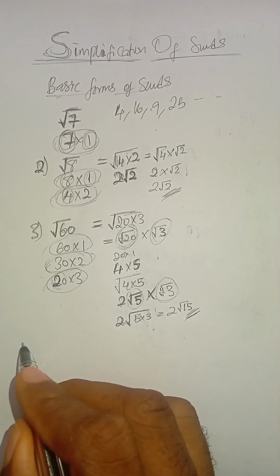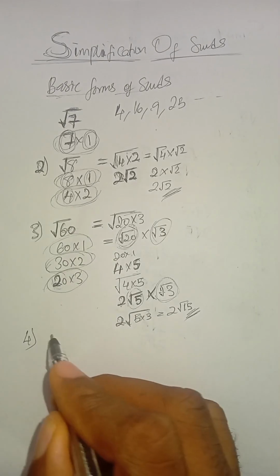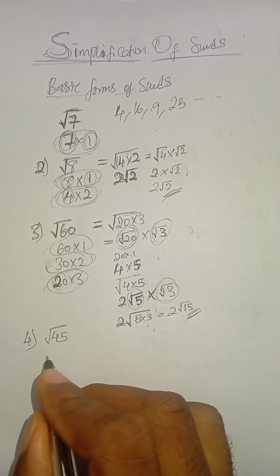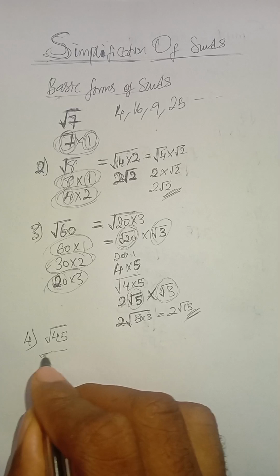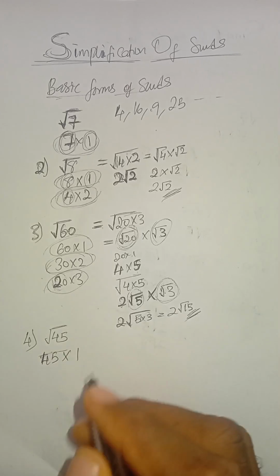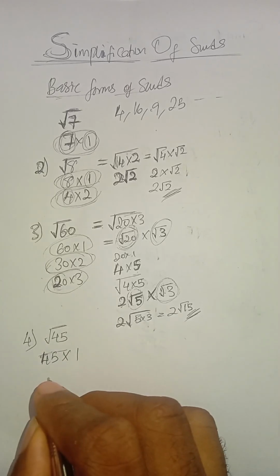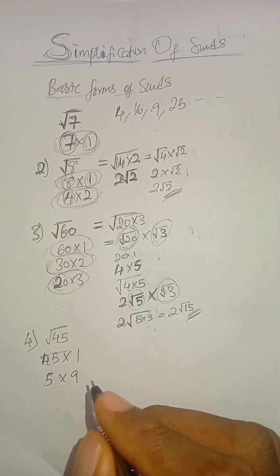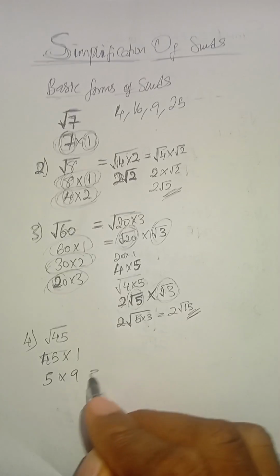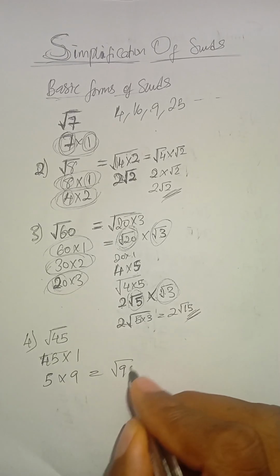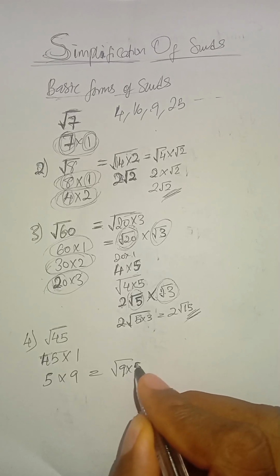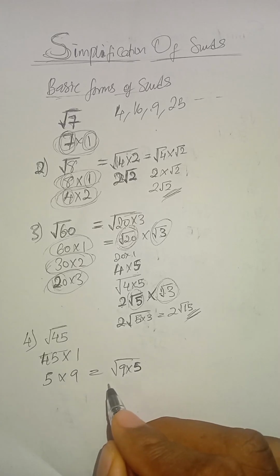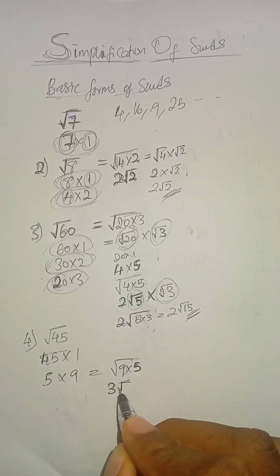So let's solve the last question. Say question number 4. Let's solve one more. Root 45. What are the pair factors of 45? We have 45 and 1, and we also have 5 times 9. 5 times 9 will give us 45, right? Yeah. So this will be equal to the root of 9 times 5. So the square root of 9 will give us 3 root 5.